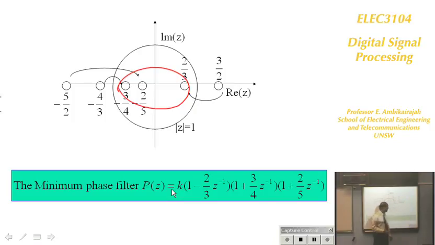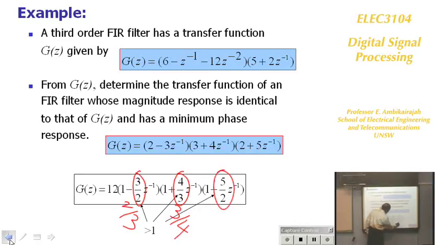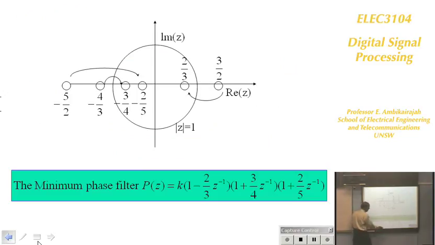So my transfer function now becomes what? Okay? Or I go back to my transfer function. This 3 over 2 now will become 2 over 3. 4 over 3 will become 3 over 4. 5 over 2 becomes 2 over 5 because I want a reciprocal of them. I do that on the next slide. That's what I did.